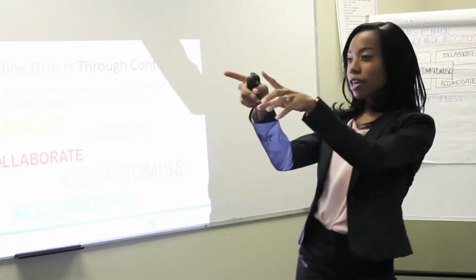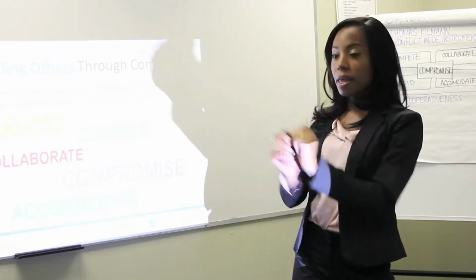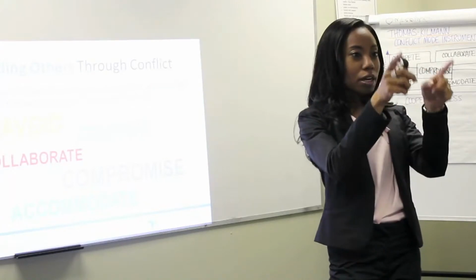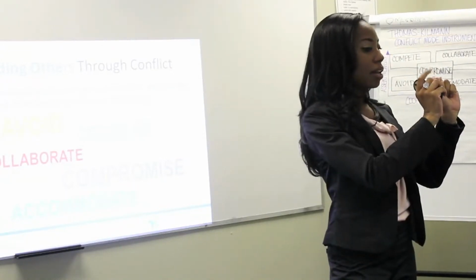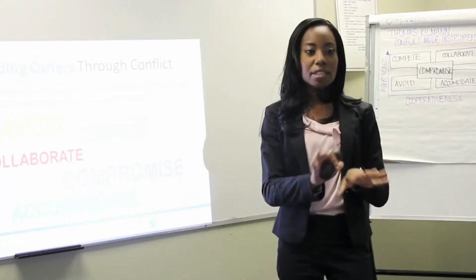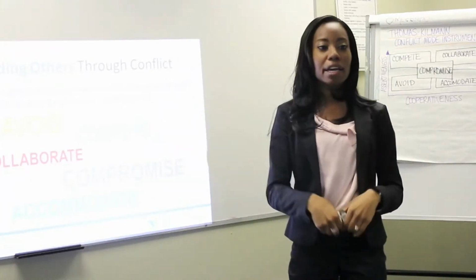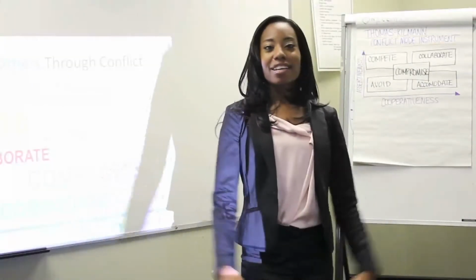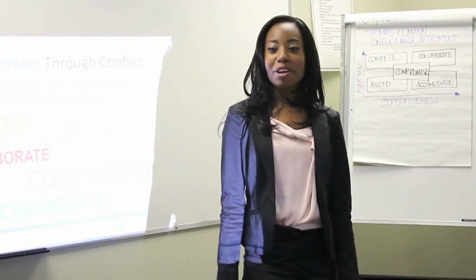So this team over here, I'd like you to work on avoid, and you guys to work on compete. I'd like you to work on collaborate, and then compromise and accommodate, okay? So take about 10 minutes, discuss that in your teams, and then we're going to come back and take up the answers. Okay, so time's up. Let's take a look at what your answers were.